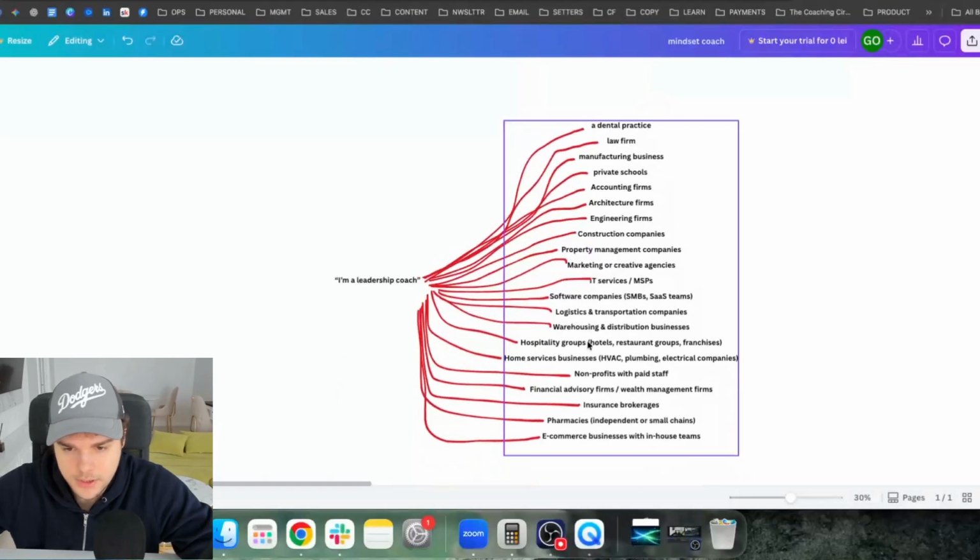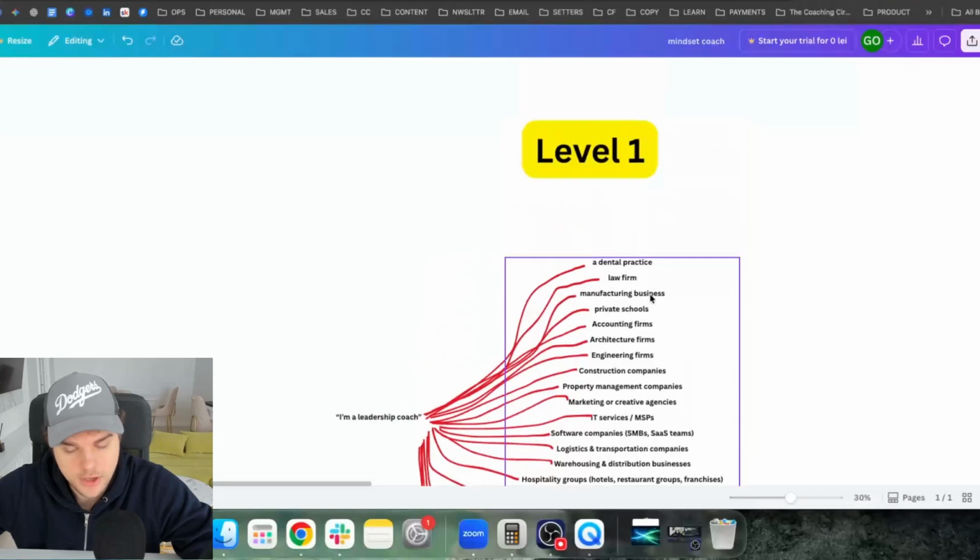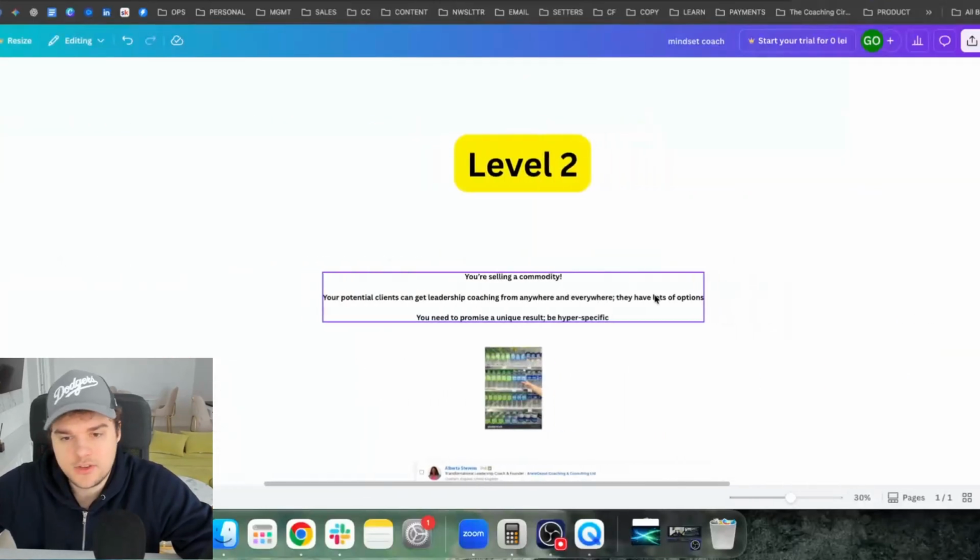So what you need to do with this is, first of all, pick one specific type of company that you want to help, or mostly one specific market, and just stick to it and create your offer for that specific market. That's level one. Let's talk about level two.